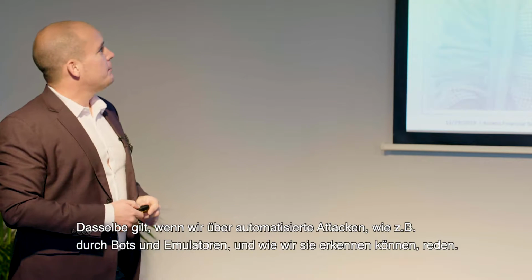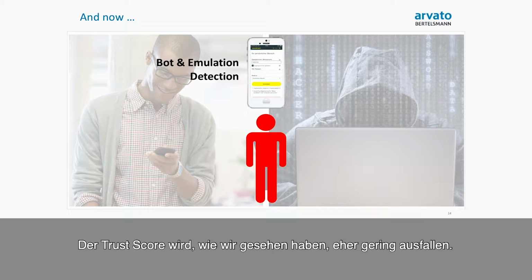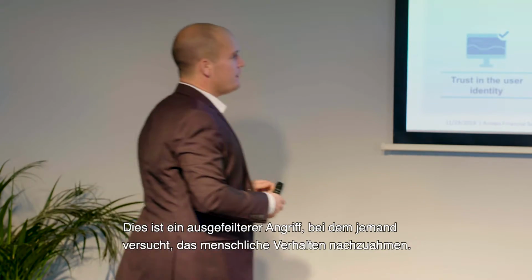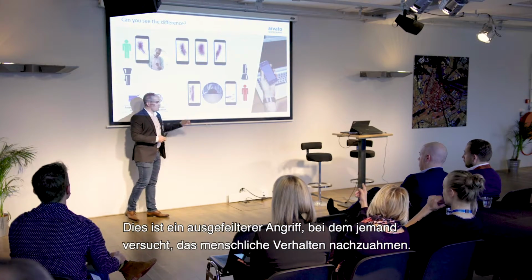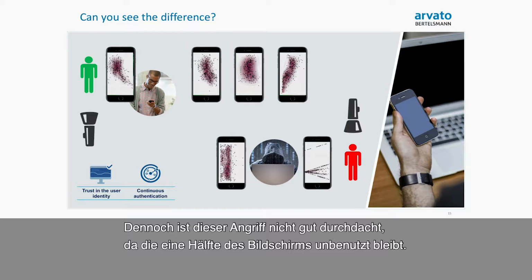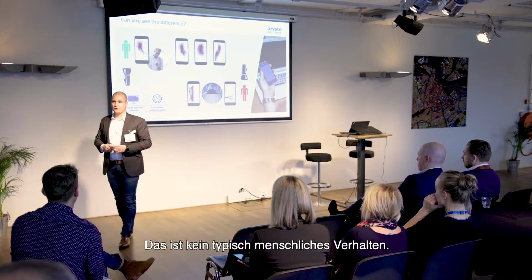Same thing when we talk about automated attacks, bots, emulators, and how we can detect those. The trust score is probably going to be fairly low, as we saw. And this looks like that. So here, it's a more sophisticated attack where someone is really trying to mimic human behavior. But obviously, it's not quite well thought out because that side of the screen is completely missing, which is just not how a human would typically interact.